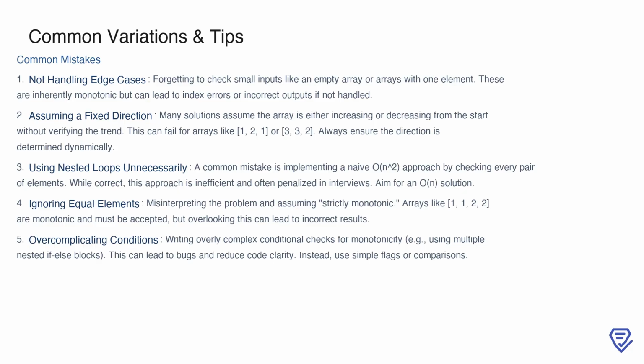It's also crucial to note that the problem does not require the array to be strictly monotonic. Equal elements are allowed. For instance, arrays like 1, 1, 2, 2 are valid monotonic arrays, and overlooking this detail could result in incorrect outputs.